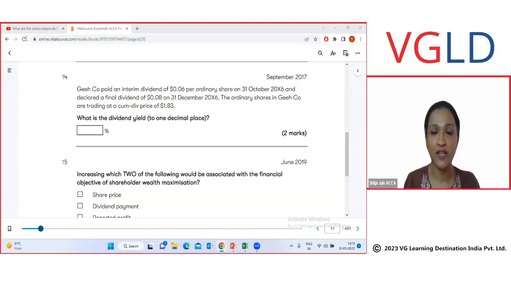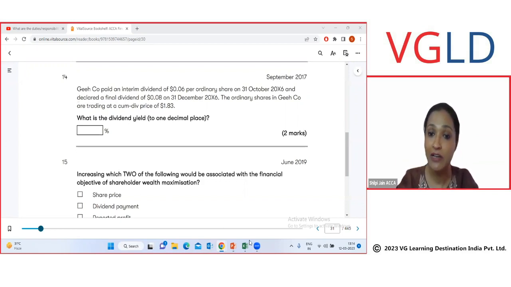Okay, answers pouring in. So I think we can start. Ghee company paid an interim dividend of 0.6 cents per ordinary share on the 31st of October and declared a final dividend of 0.8 on 31st of December. So the total dividend paid during the year is going to be 0.06 plus 0.08. Always remember to add any interim dividends that have been paid during the year as well. The ordinary shares in Ghee Company are trading at a cum dividend price of 1.8. Remember, we always have to take it at an ex dividend price. So remove the amount of dividends which have been paid, that is 0.06 plus 0.08.